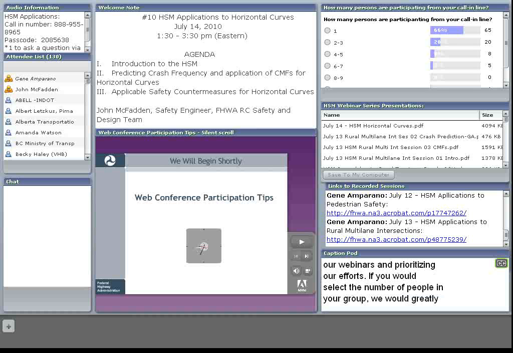Then John's going to be talking about predicting crash frequency and application of the crash modification factors out of the Highway Safety Manual for horizontal curves. He's also going to present some applicable safety countermeasures for horizontal curves.